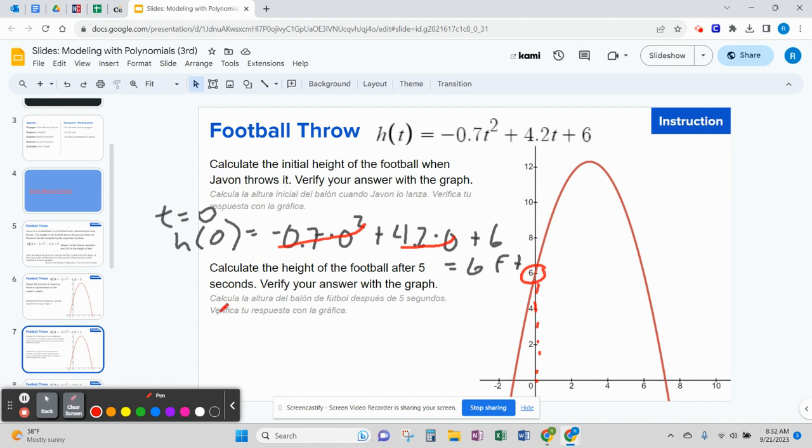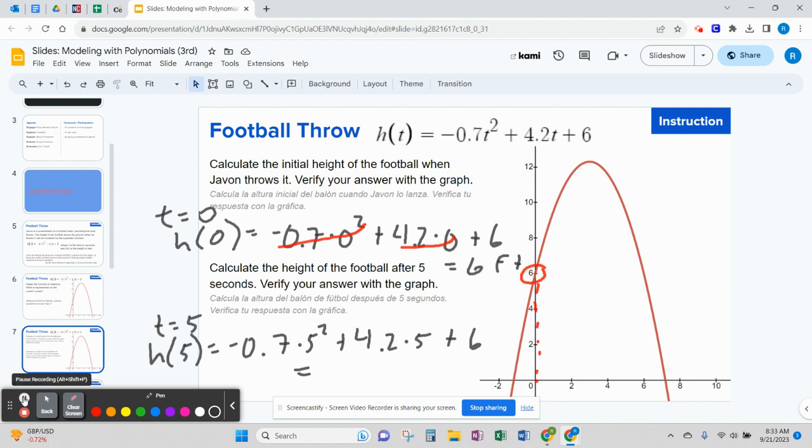Now, if we wanted to calculate the height of the football after 5 seconds, we follow a similar process. We just plug in 5 instead of 0. So t equals 5. So h of 5 equals negative 0.7 times 5 squared plus 4.2 times 5 plus 6. And we'll need to use a calculator to calculate that. So go ahead, pause your screen, try it out real quick. And we should get 9.5 feet.